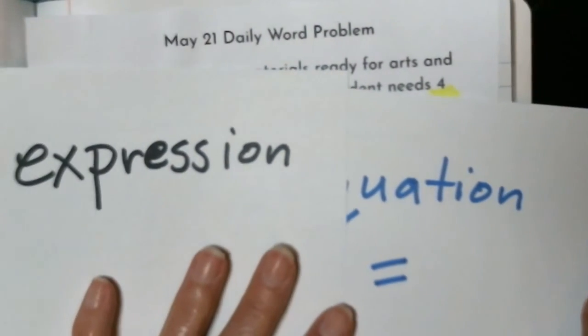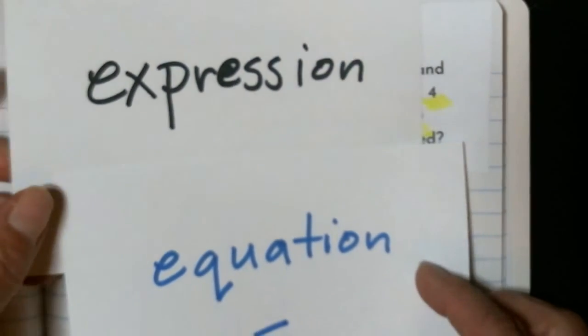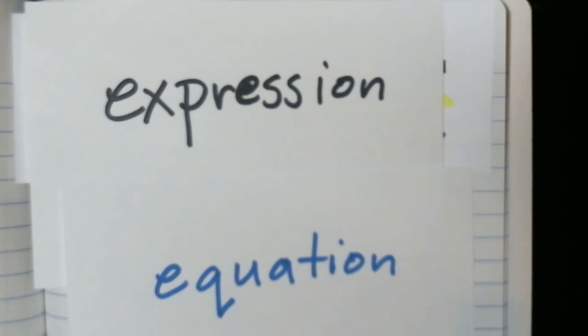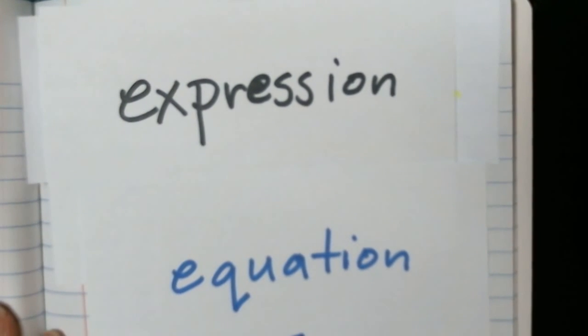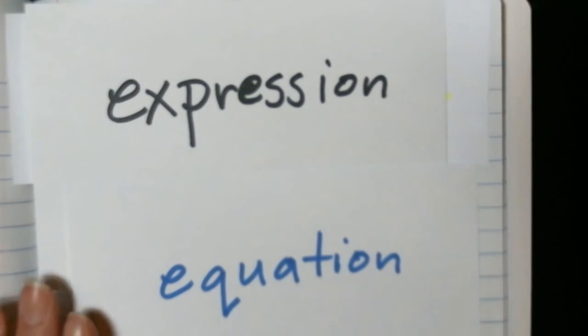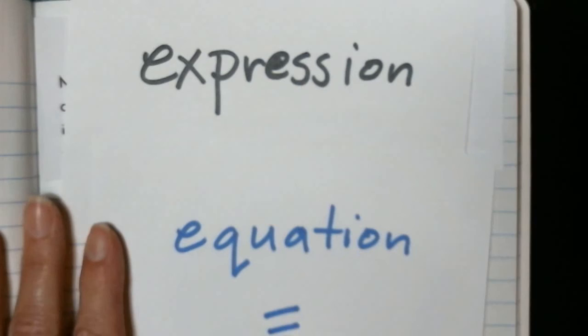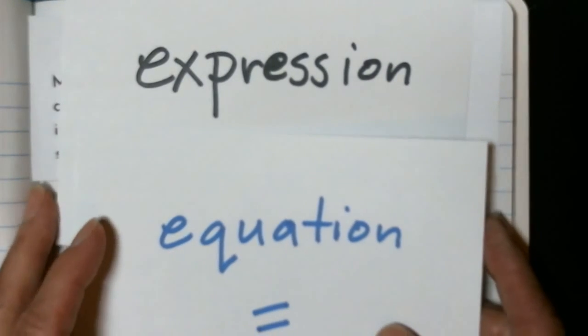Okay, I want to quickly review the difference between an expression and an equation. We've talked about that this year, but it's been a little bit, and I want to make sure you understand the difference between an expression and an equation. One way to help you remember the difference is an equation has an equal sign. Something is equal to something else. An expression just has numbers and a symbol.